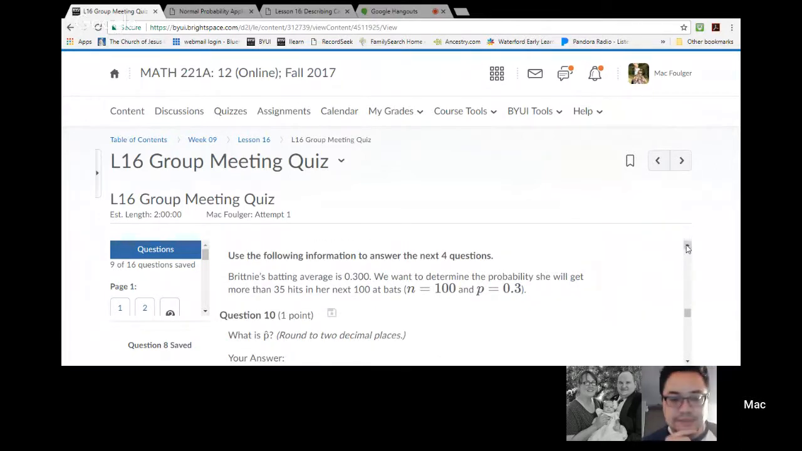All right. So Brittany's batting average is 0.3. Makes sense. We want to know the probability she will get more than 35 hits in her next 100 at bats. So that would be 35 divided by 100. Is that correct?